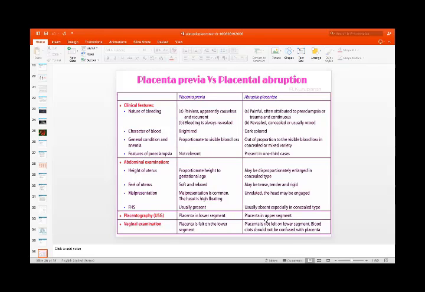When we do ultrasonography, the placenta is in the lower uterine segment in placenta previa, while it is in the upper segment in abruption. On vaginal examination, the placenta is felt in the lower segment in case of placenta previa, while in abruption the placenta is not felt in the lower uterine segment; blood clots should not be confused with placenta. So this is how we compare placenta previa and placental abruption, on the basis of clinical features, abdominal examination, ultrasound and vaginal examination.